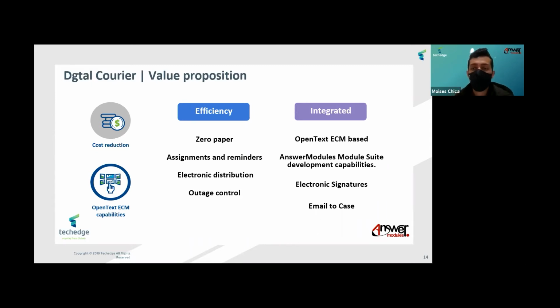Our fourth value is integration. It's integrated into systems just because it's based on OpenText Enterprise Content Management and the Answer Model Suite capabilities, which allows integration to other systems. It also uses electronic signatures, native integrations such as DocuSign, for example, and it also integrates with different CRM or email-to-case functionalities like Salesforce or Dynamics 365 if there is a need to control certain requests by those systems as well.